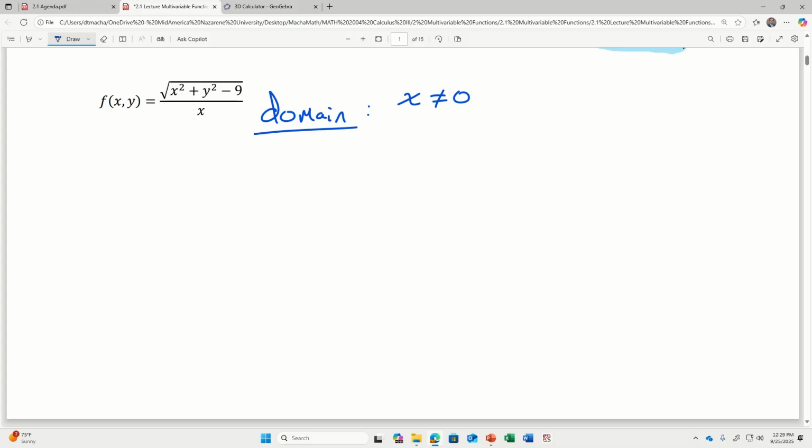What else is important for my domain? X squared plus y squared has to be greater than 9. Yeah. If I want to avoid having complex numbers, then x squared plus y squared should be greater than 9, so I'm not trying to take the square root of a negative.